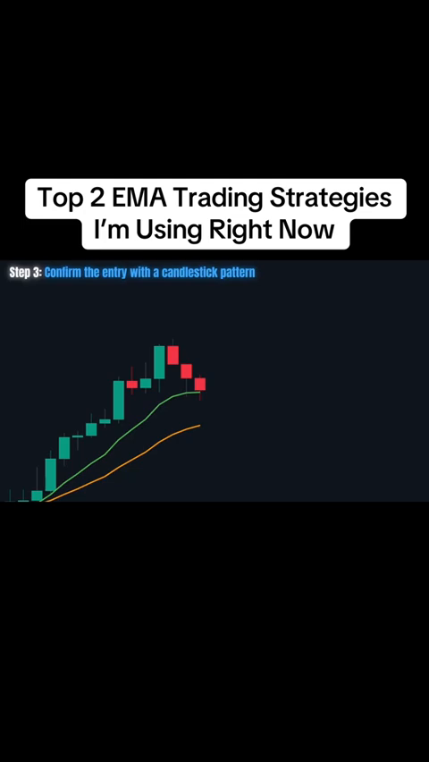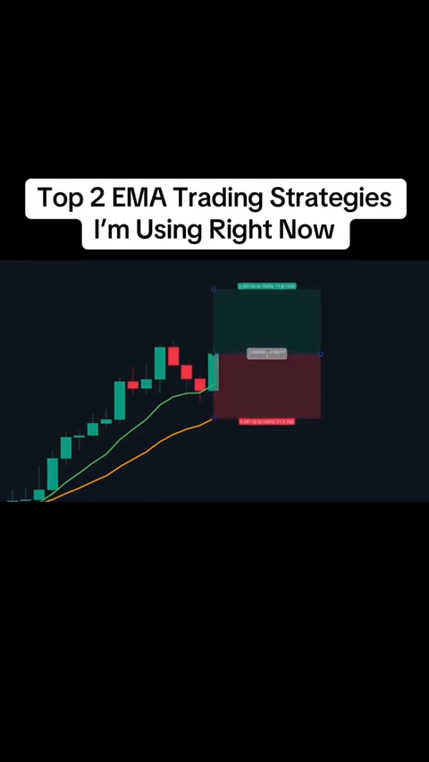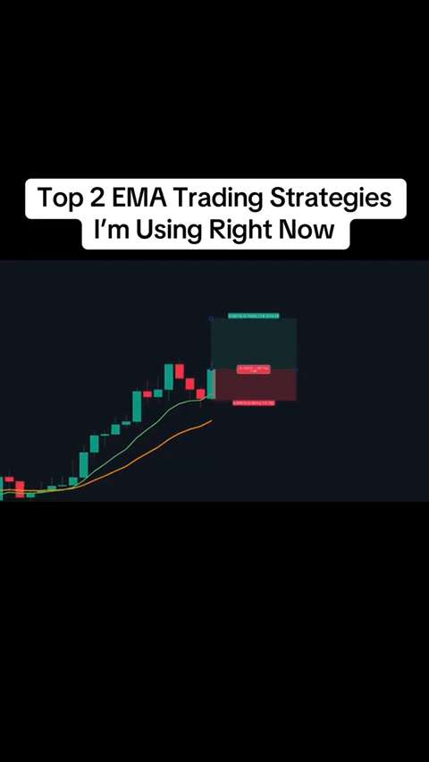Step 3. Confirm the entry with a candlestick pattern. This is the most important part. When price pulls back into the EMA zone, you wait for a red candle to form, a candle that shows sellers pushing down. Then, you watch closely. The moment a green candle closes above the high of that red candle, you have your entry signal. But not just any green candle.